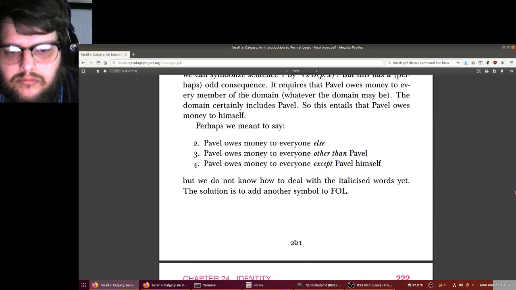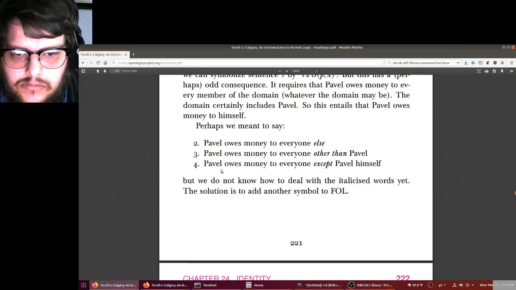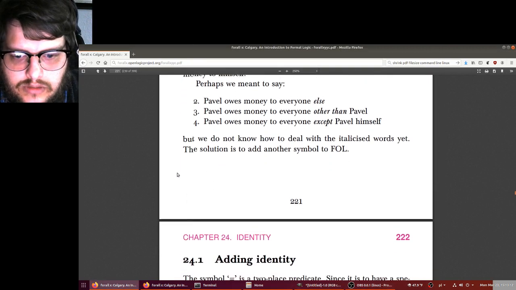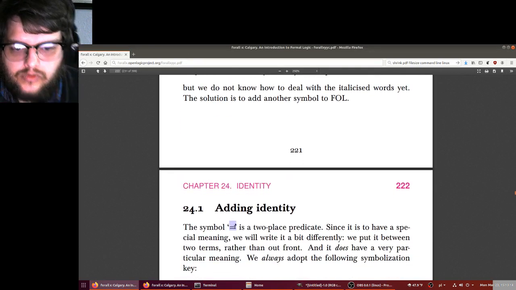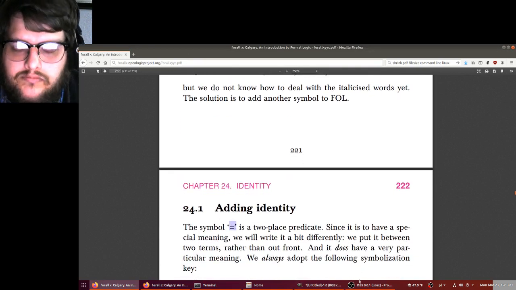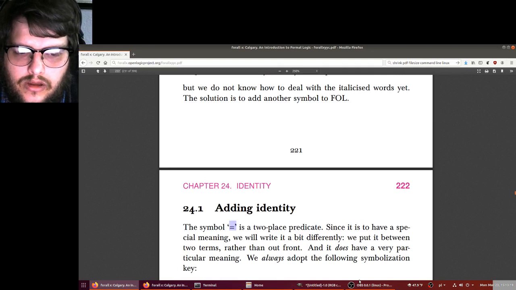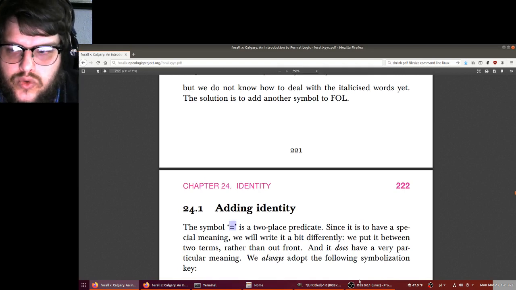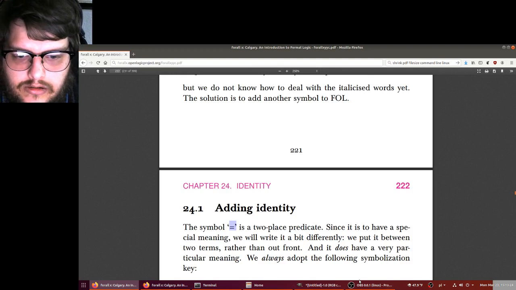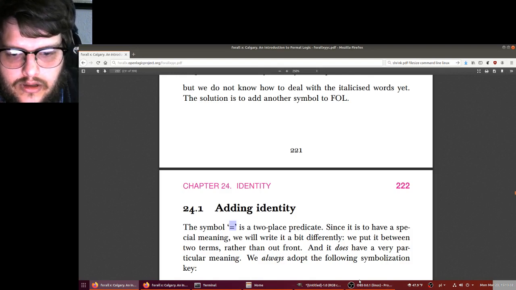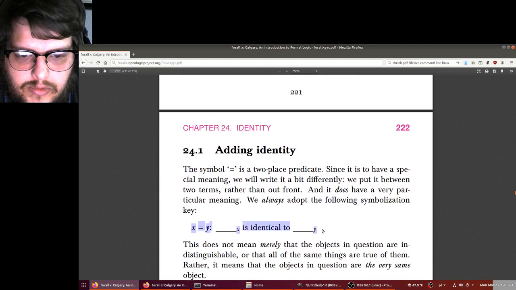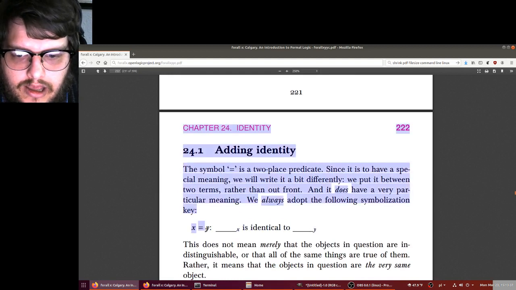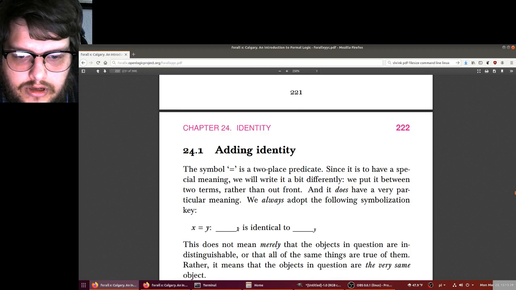So what's most commonly done in most books that I've seen and most treatments of first order logic is they add an equal symbol to the logic itself. There are ways around this, but it's common enough and useful enough to have an equals predicate built into the logic itself. So that's what we're going to do. And they say this symbolization key is what we're going to use. Okay, X equals Y stands for the predicate that X is the same object as Y.